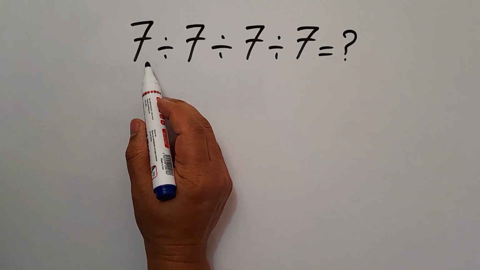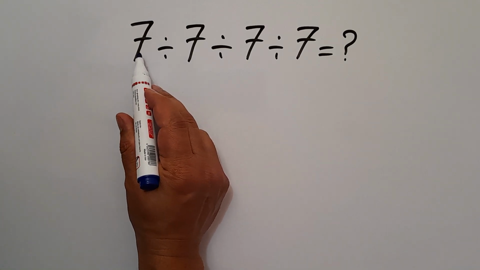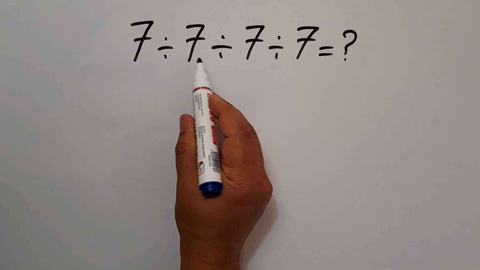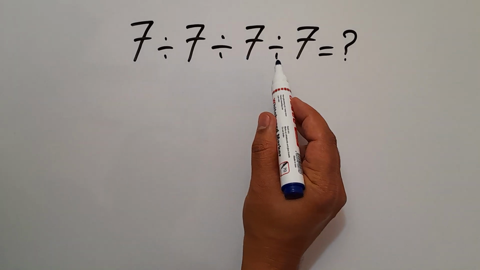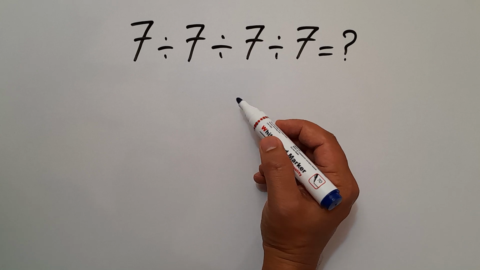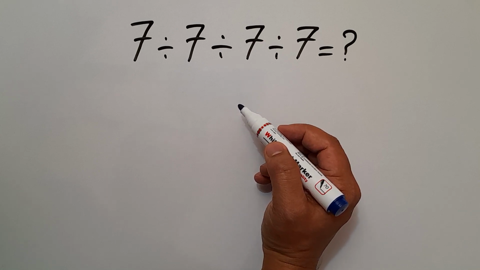In this video, we want to find the value of this expression: 7 divided by 7 divided by 7 and again divided by 7. Are you ready to solve? Let's go ahead and get started.